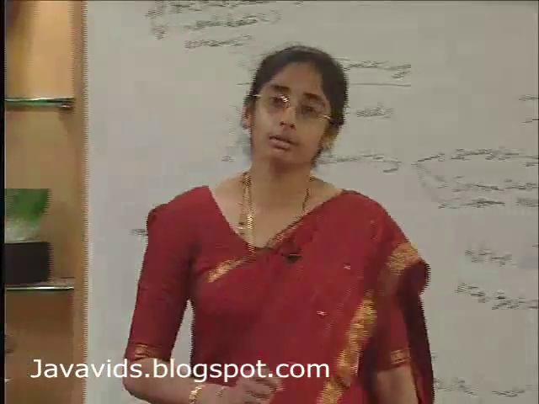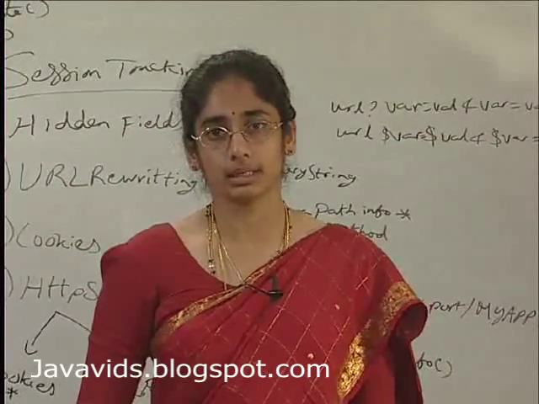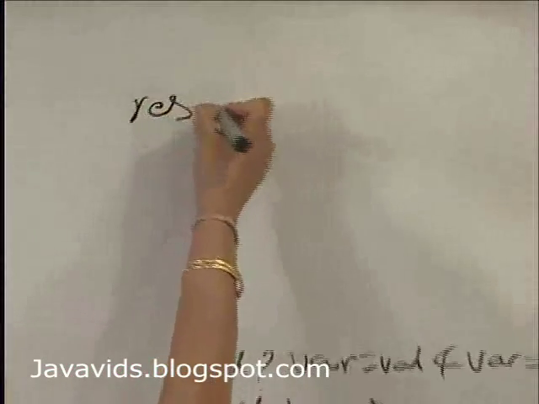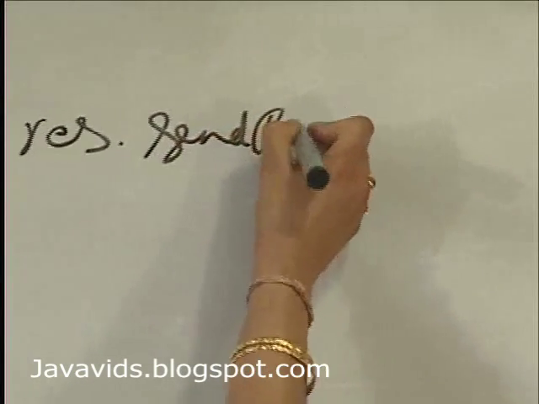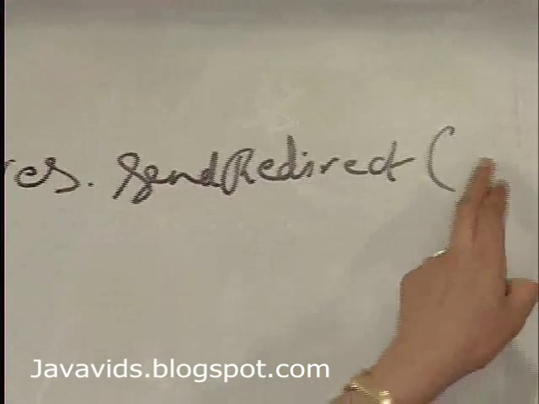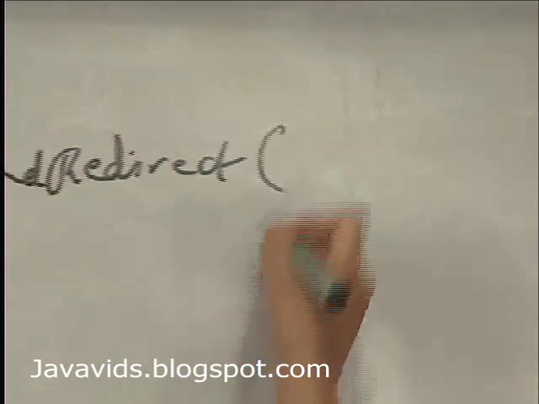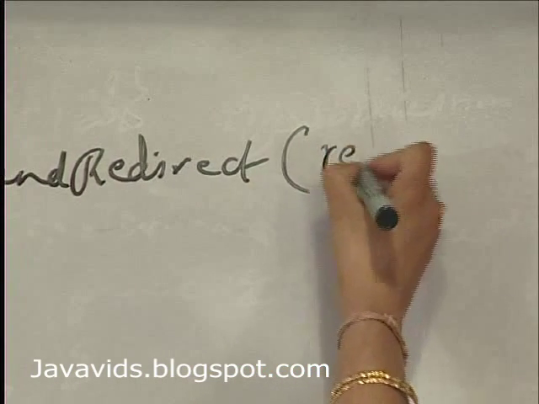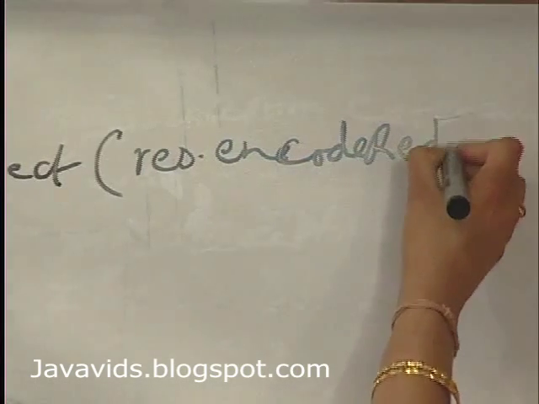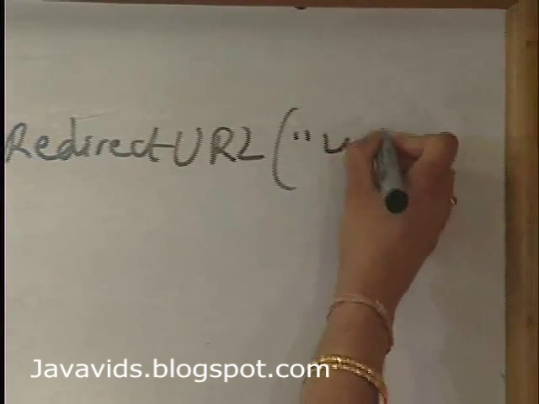Now, one more point to be noted. We spoke about sendRedirect, redirecting requests. That is, we used the response.sendRedirect method. We just showed how to pass a URL as a string out here. You should actually use, whenever you are using sendRedirect, response.encodeRedirectURL and specify the URL out here.